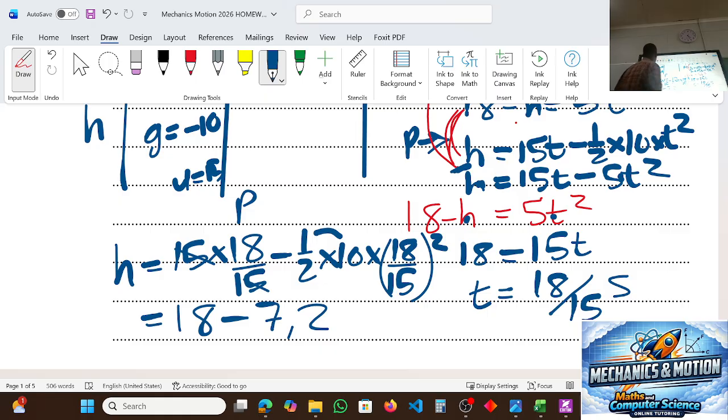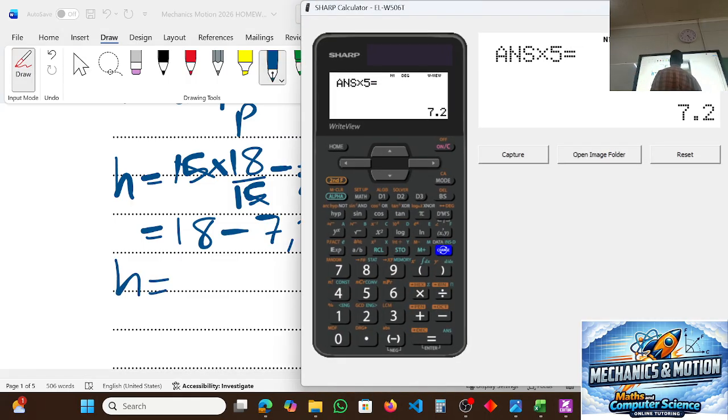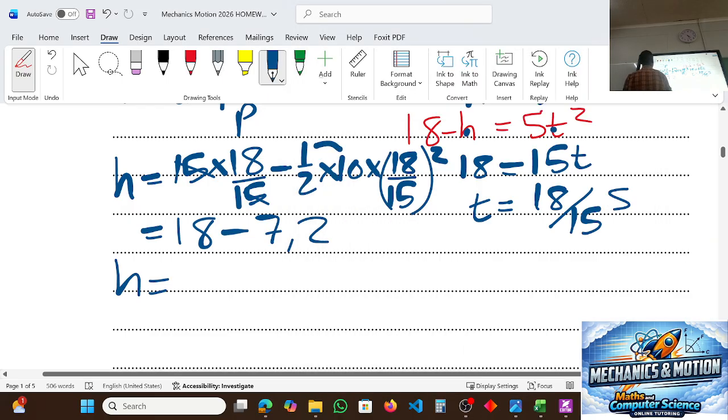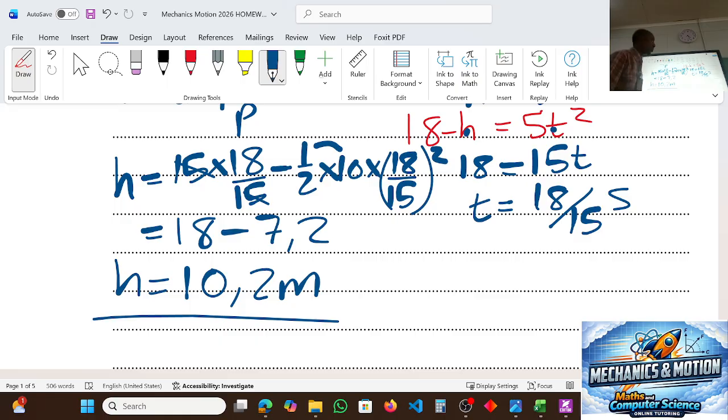Therefore, the height that I'm interested in, let me try and simplify. That's my h finally. Let me bring my calculator again. I don't want to make a mistake. 18 minus 7.2 will take me to 10.8. So it means the height, sorry, 10.8 meters above the ground. That's the height where these two particles will actually collide.